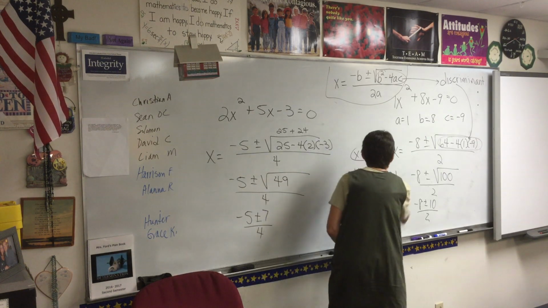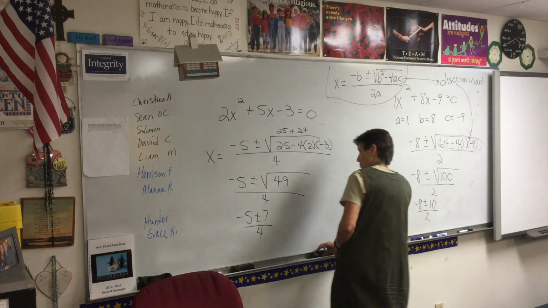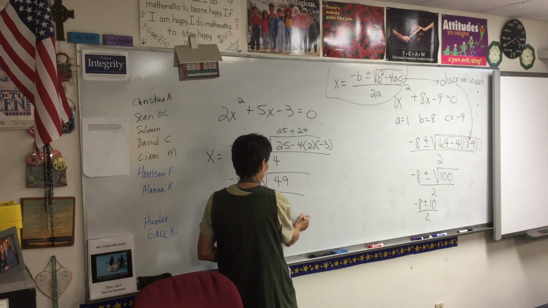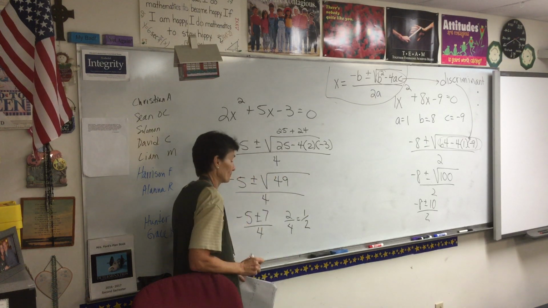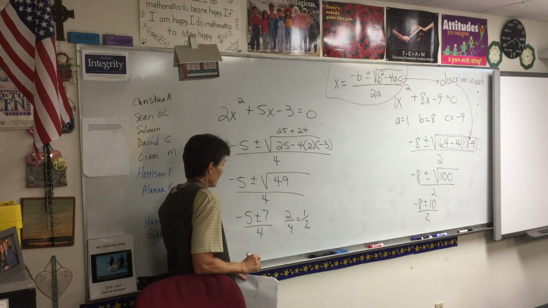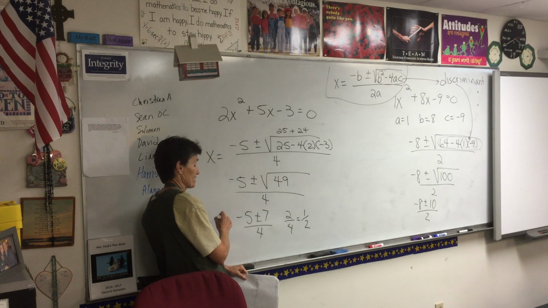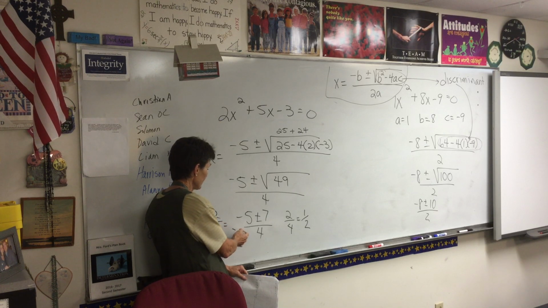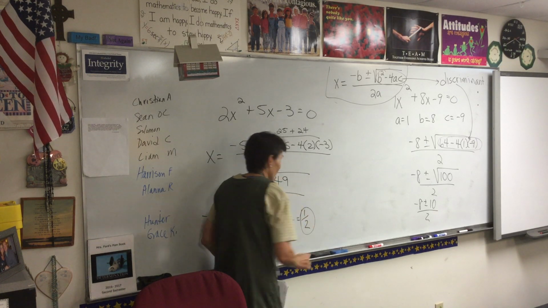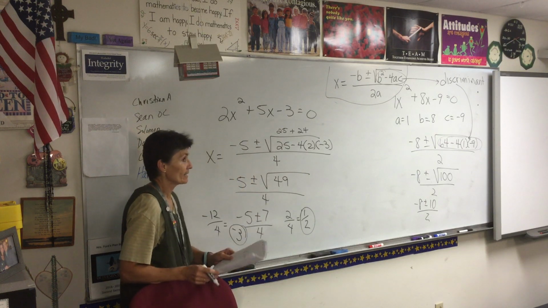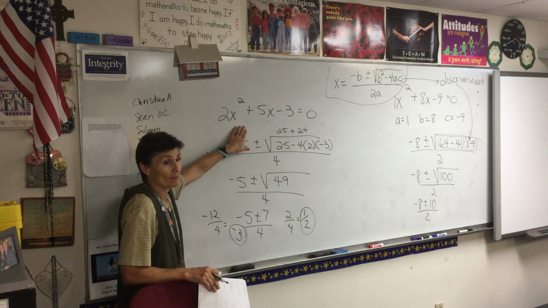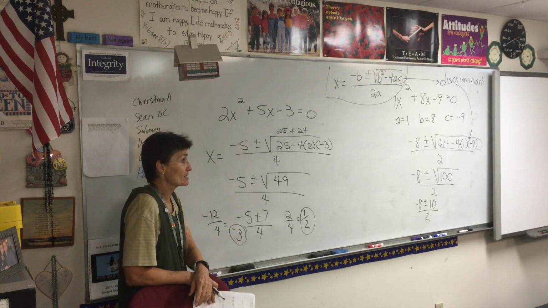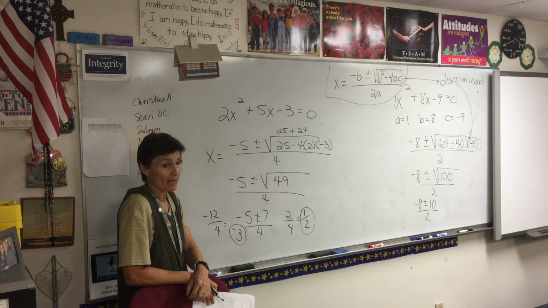So negative 5 plus 7 would be 2 divided by 4, or 1/2. Negative 5 minus 7, negative 12 over 4, which is negative 3. So my answers are 1/2 and negative 3. So that I factored. I could have factored that. If I don't have a radical in my answer, it means it factored.